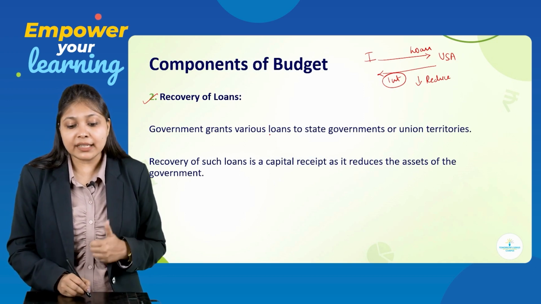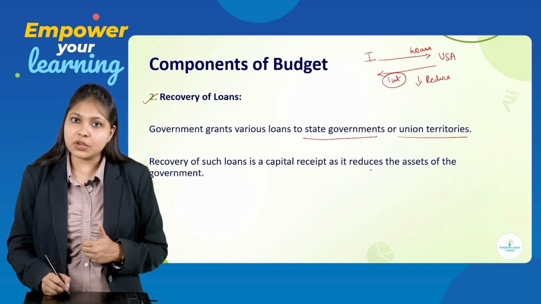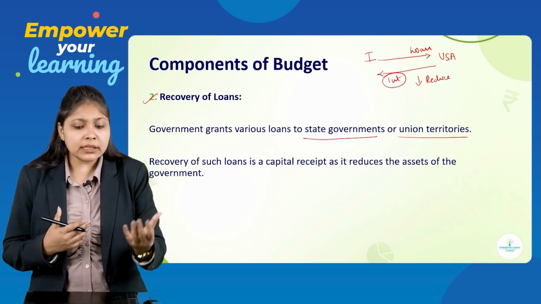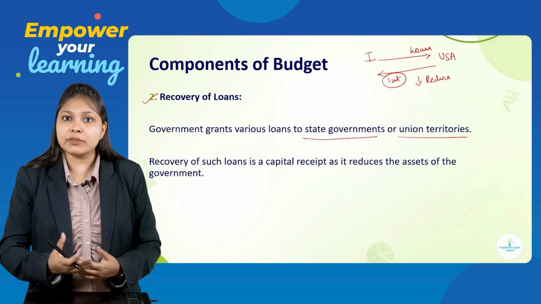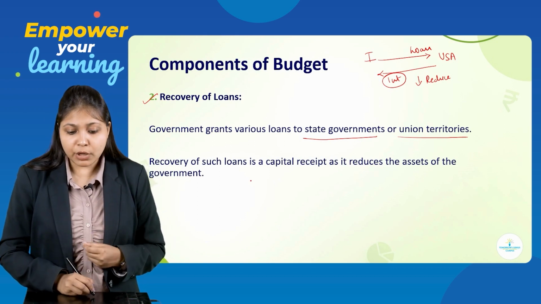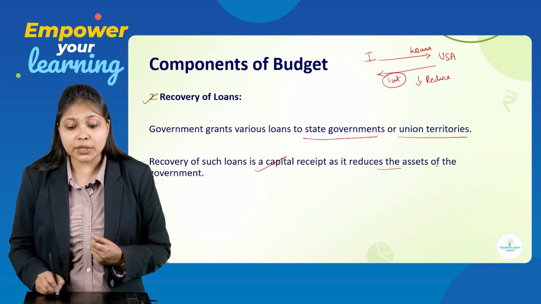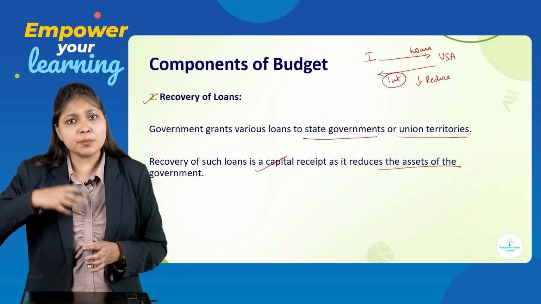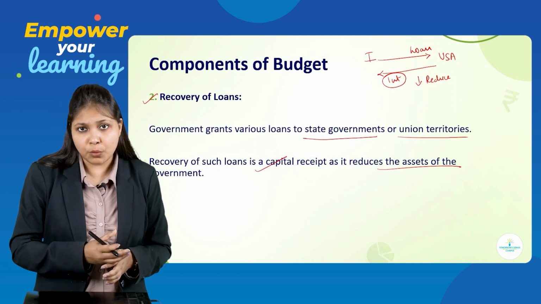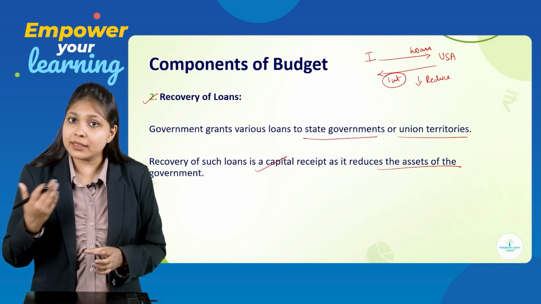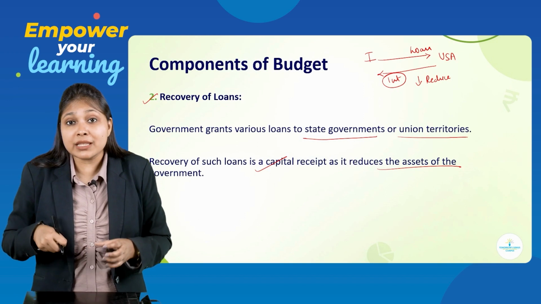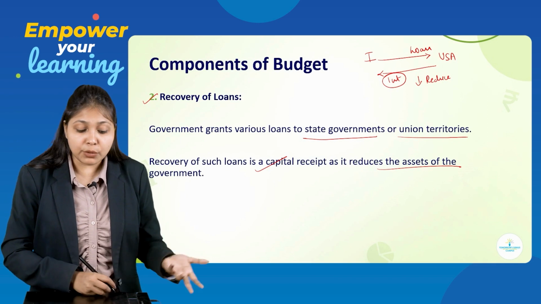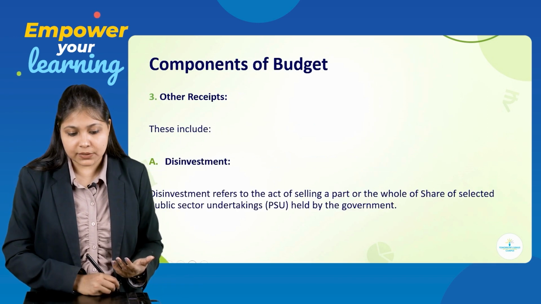Fine. So the government grants various loans to state governments or union territories. Now, I have taken an international example. The government also gives loans to other state governments, financial institutions, or even union territories. So, recovery of such a loan is a capital receipt, as it is going to reduce the asset of the government. Recovery of this loan means, when this particular entity repays the entire loan to the Indian government with the principal and the interest amount, there will be a reduction in asset, because now the Indian government will no longer be receiving interest. So again, recovery of loan is nothing but a source of capital receipt.